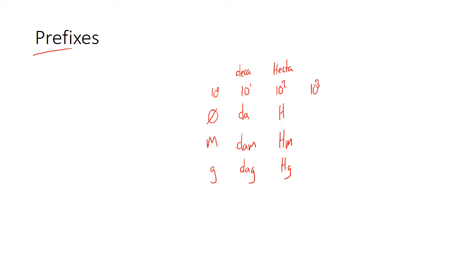10 to the 3 is 1,000. It's an old friend. This is your kilo. So it's a lowercase k. So it's a kilometer, or a kilogram, as you're going to be using a lot.